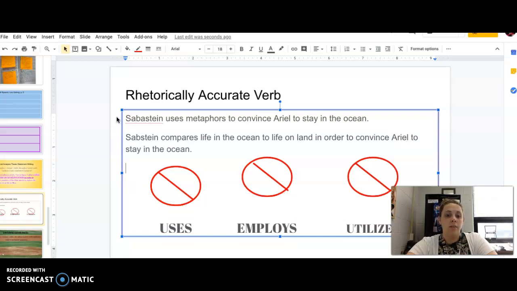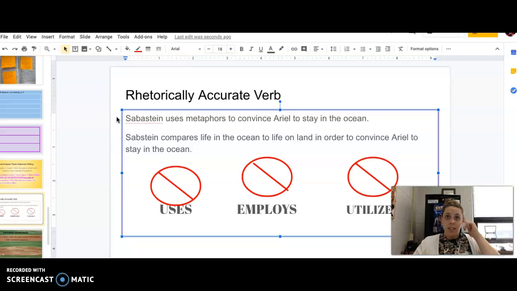Or Sebastian demonstrates the dangers that are on land in order to convince Ariel to stay in the ocean. Okay, that's the kind of thing we're looking for.